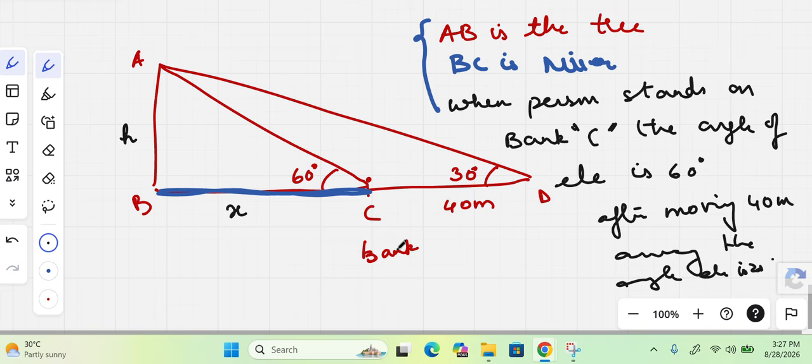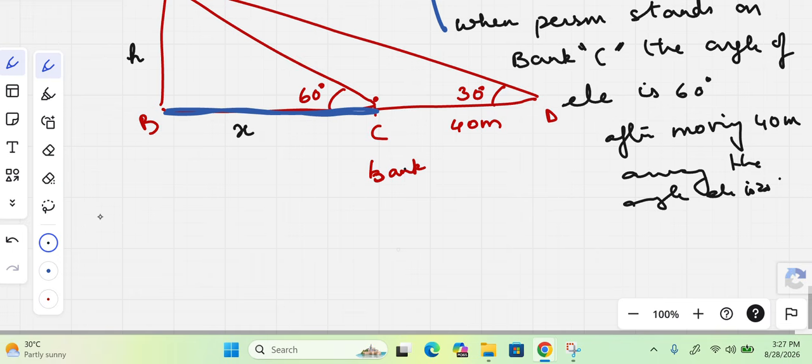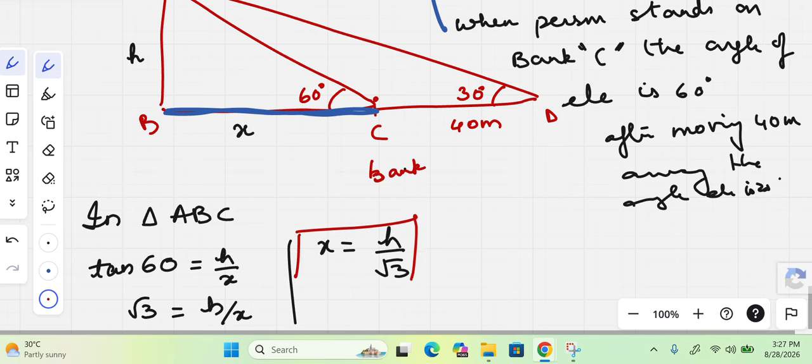So I will start with first triangle. What is my first triangle? ABC. In triangle ABC, what's happening? Which ratio? Trigonometric ratio tan 60 equal to h by x. How much is tan 60? Root 3, right? So x is equal to h by root 3. Am I correct? This becomes my first landing point.